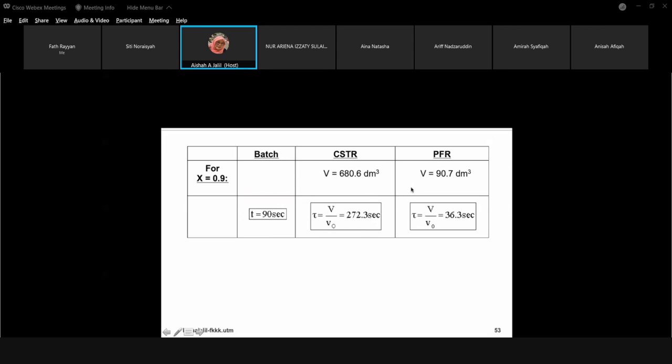You can see still the PFR is less than the CSTR. So if you want to choose, please choose the PFR for the same conversion. This is the time for the batch. This is the time for the PFR also, you can see, shorter than the CSTR.